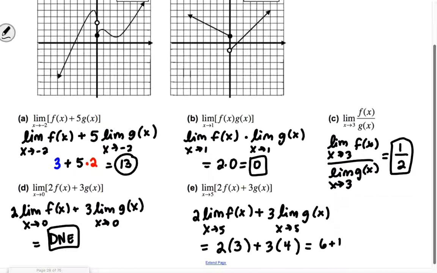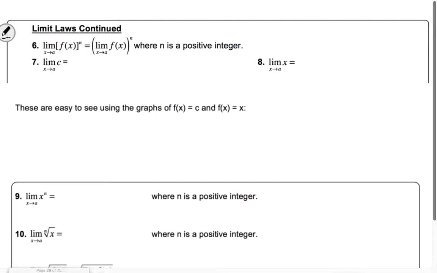So did you guys get a total of 18? What's that? Okay, so it starts out pretty easy. You guys feel pretty good with those. It's not super challenging. All right, so then we have some more limit laws.